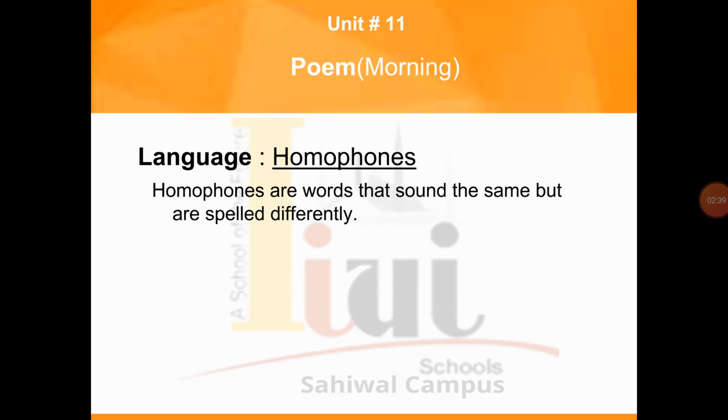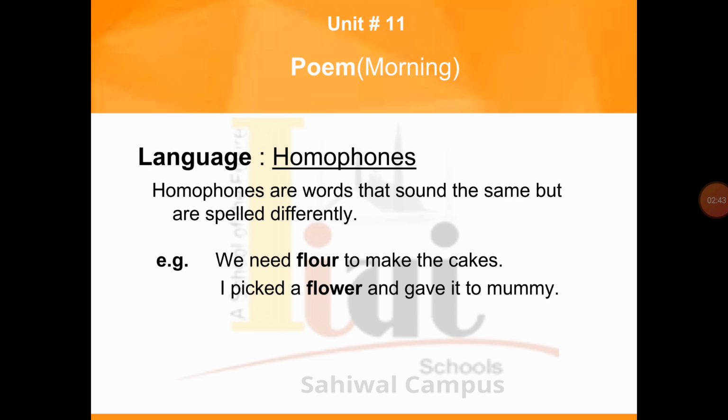For example, flower, flower. First is FLOUR, and it means the wheat that is used in baking. The flour that you use at home, that is called flour in English, and its spelling is FLOUR. We need flour to make the cakes.